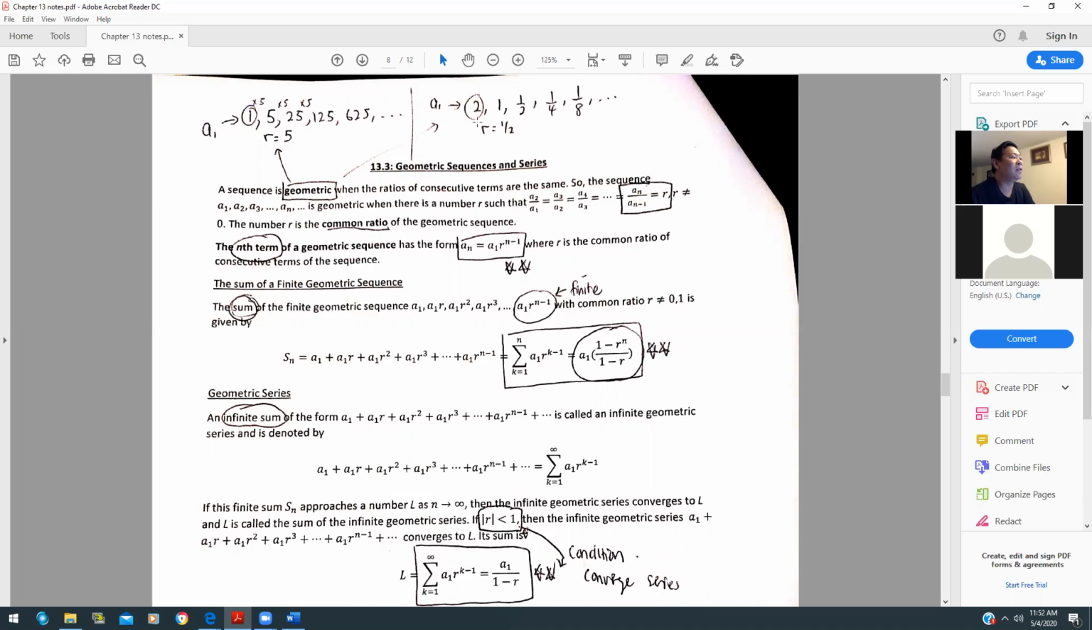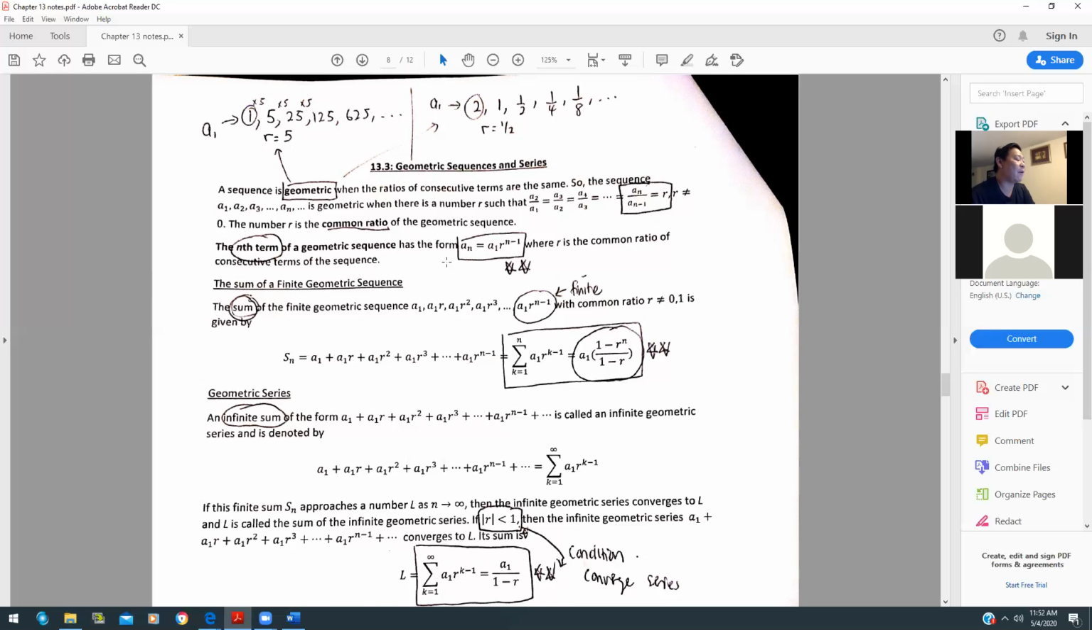So how do we know your r is a fraction? It's very easy. Your sequence is getting smaller. You can tell that 2, 1, 1/2, 1/4, the sequence is getting smaller, so you get the 1/2. And if your sequence is getting bigger, like the 5, we call it a divergent sequence. And if your sequence is getting smaller and smaller, it's called a convergent sequence. So that's the meaning of convergent and divergent.